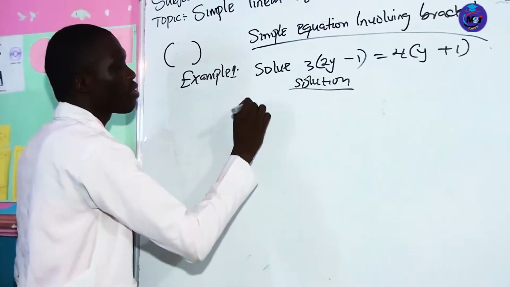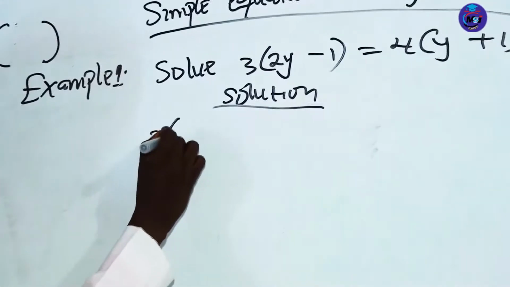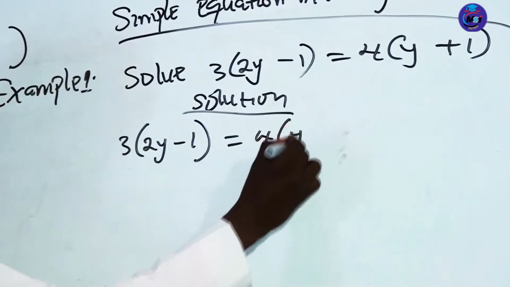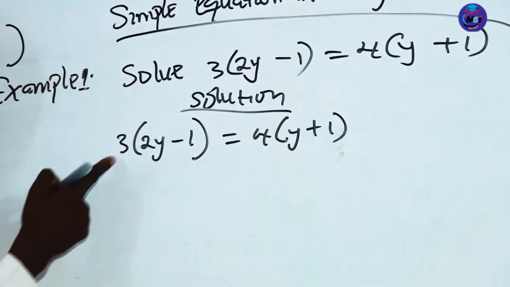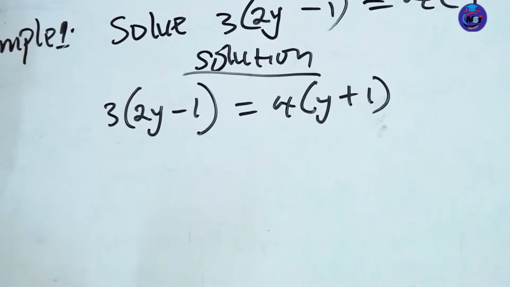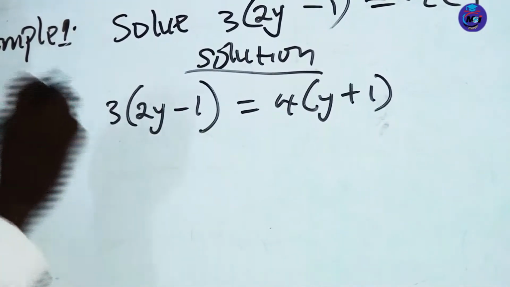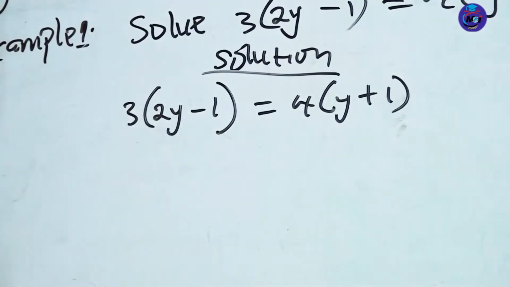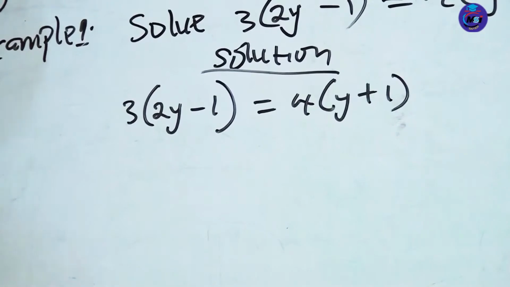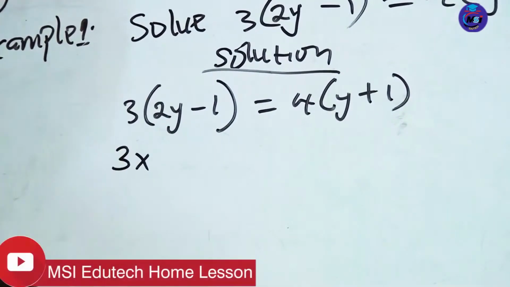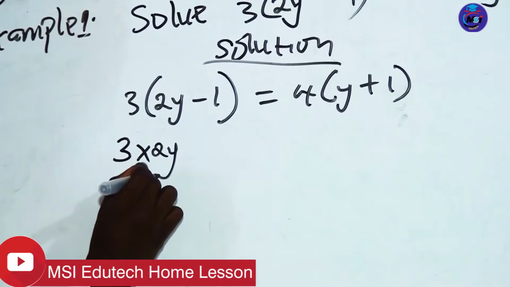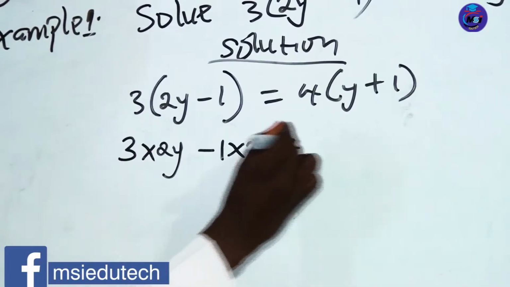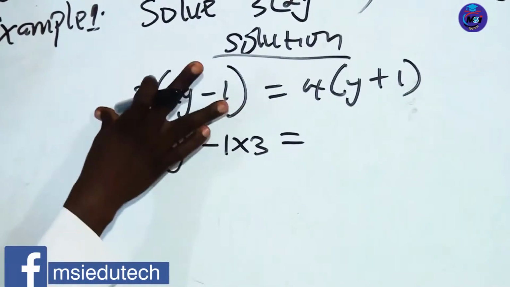We have 3 bracket 2y minus 1 equals to 4 bracket y plus 1. When you open the bracket, as I told you before, this 3 will affect 2y and it will affect minus 1. How can we do that? 3 times 2y, minus 1 times this 3. You've opened this bracket.